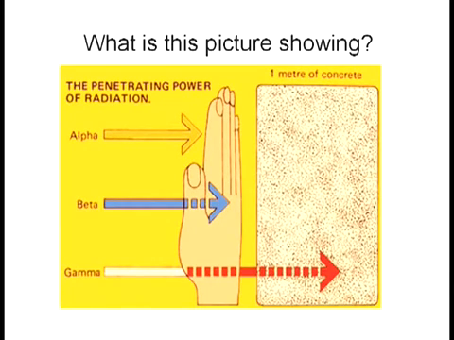Our next picture is showing penetrating power. Alpha particles can't even make it through your skin. The beta particles can make it through your skin but not through your body. And gamma rays can go through nearly everything. They're extremely dangerous.